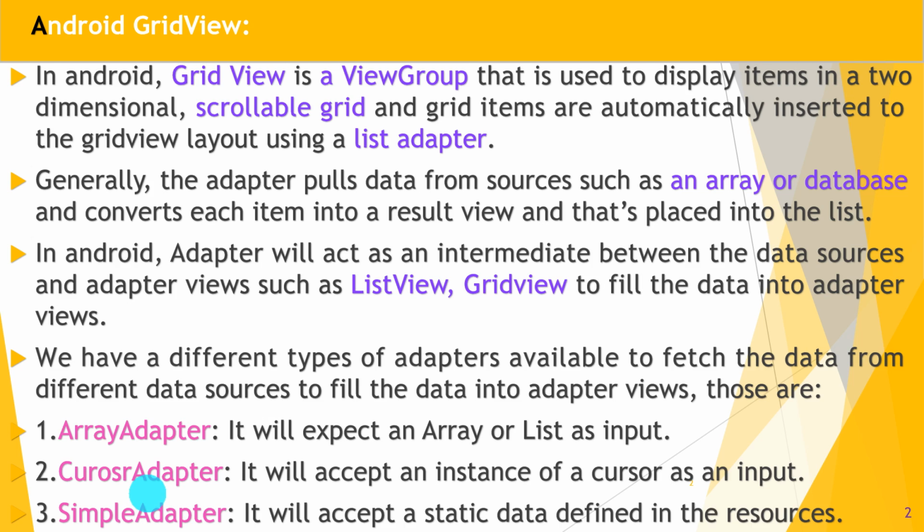Great. So you have understood what is meant by grid view, which is a view group, a scrollable grid. We have inserted a number of items into the grid using the list adapter. Also, what is an adapter? What is list view, grid view? What are the different types of adapters available in Android? Great. So let's move to the next point.